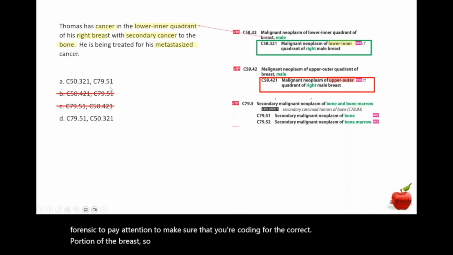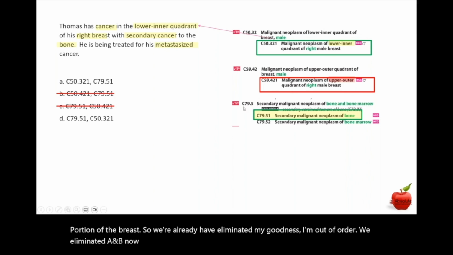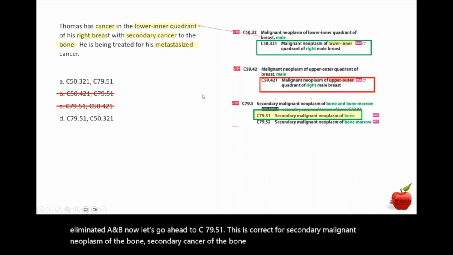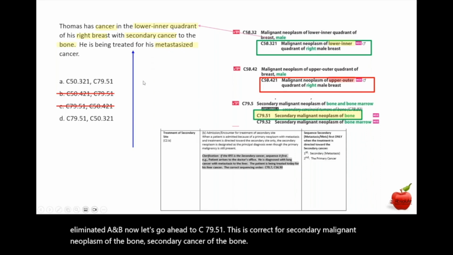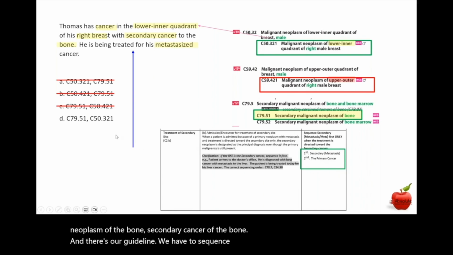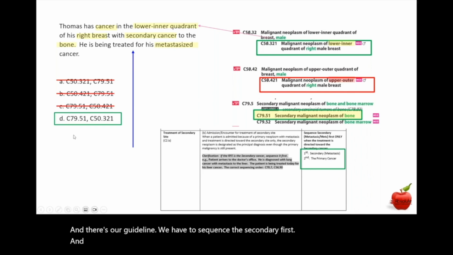So we've already eliminated, oh my goodness, I'm out of order. We eliminated A and B. Now, let's go to C79.51. This is correct for secondary malignant neoplasm of the bone, secondary cancer of the bone. And there's our guideline. We have to sequence the secondary first. And D is our answer.